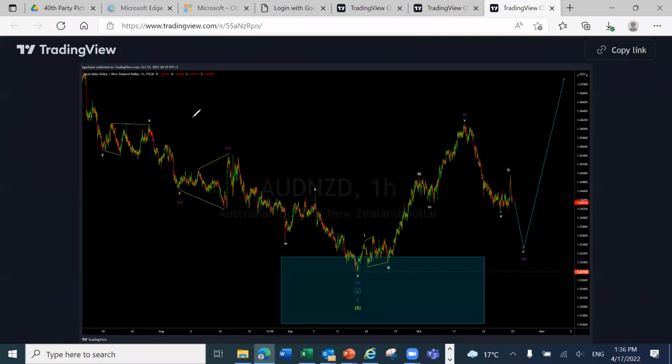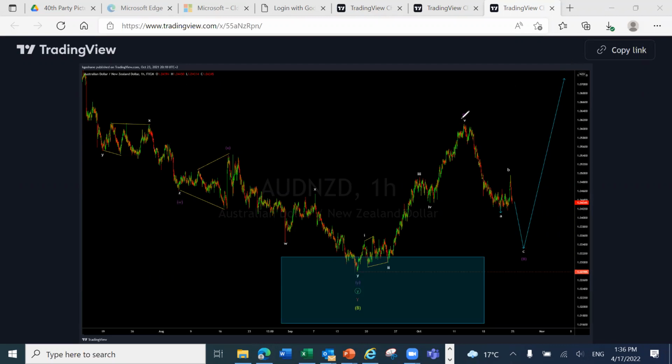Now, if you look at Audi New Zealand, look at this chart. This was October last year. October last year, we expected that this was going to continue with a correction, and it was going to go all the way up to 0.700, 0.0800. Now, how does the market play out? What we were expecting was that this one is going to do that and do that.